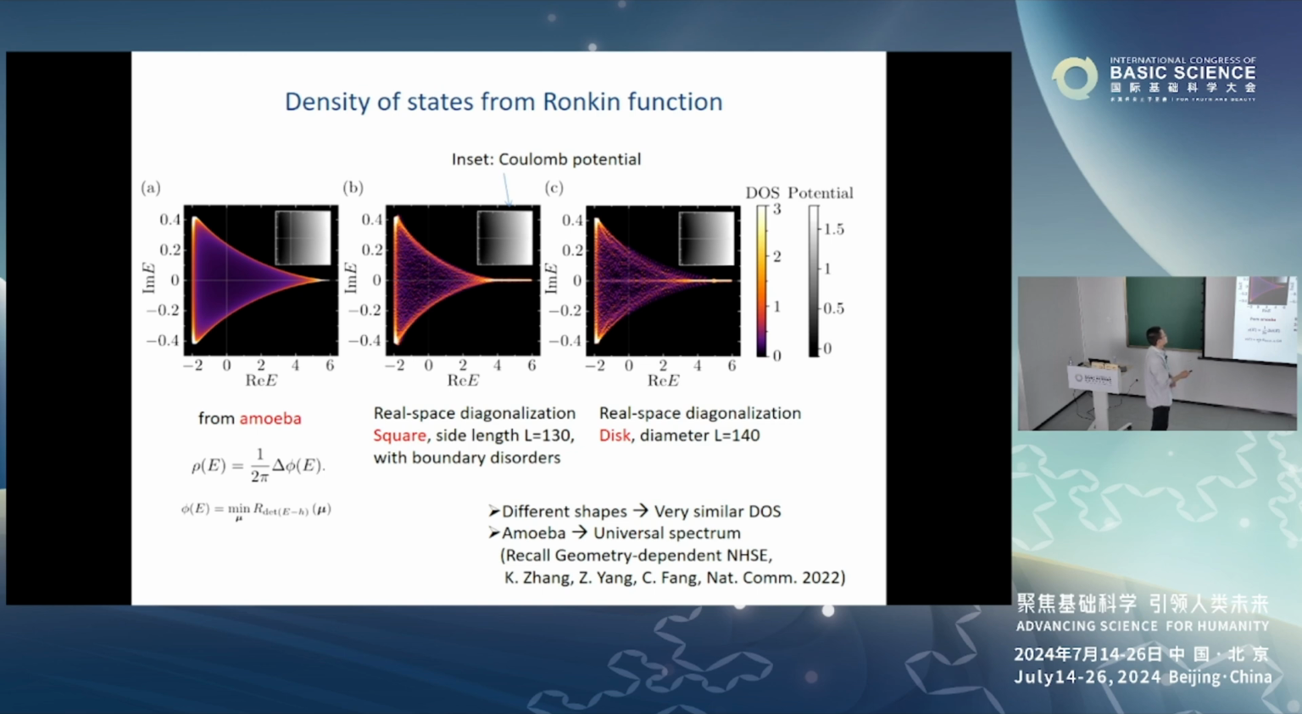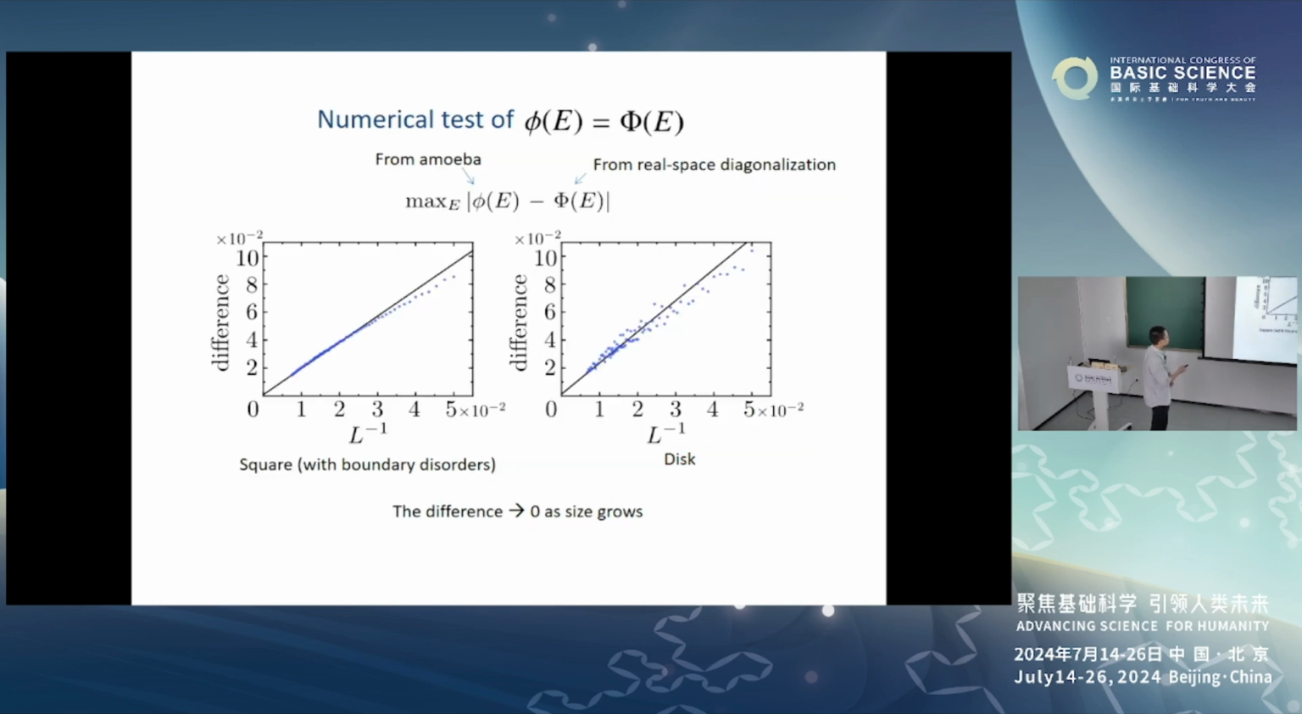With this, we can calculate the density of states from the Ronkin functions, which is quite accurate. If we diagonalize the real space Hamiltonian for a very large size, we find that it converges to the prediction of the amoeba and the Ronkin functions. This is some linear fitting which indicates that the real space brute force calculation converges to the prediction of amoeba theory in the thermodynamic limit. The difference between these two potentials goes to zero in the large size limit.